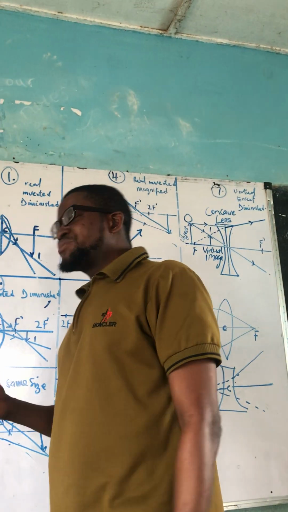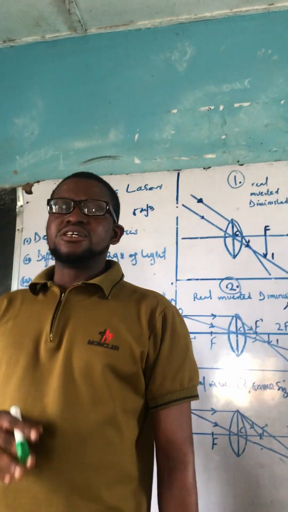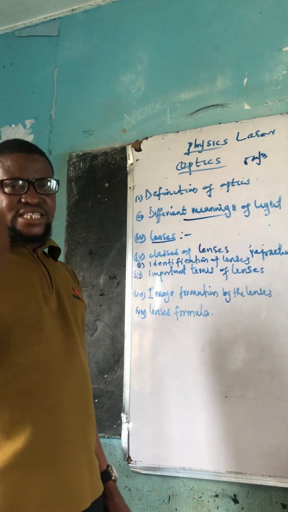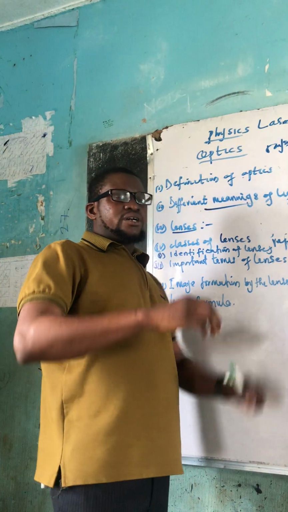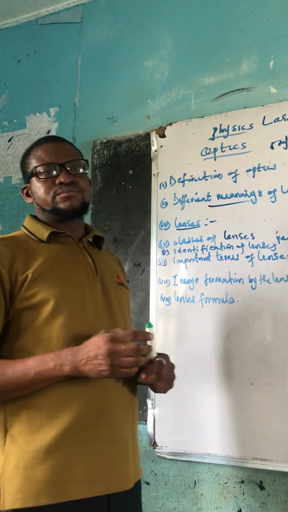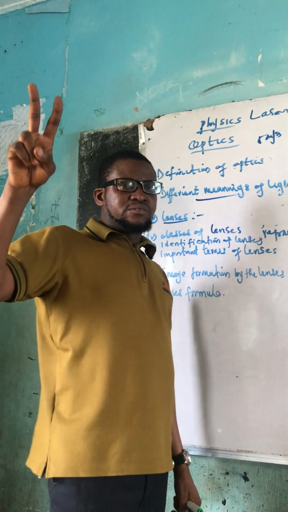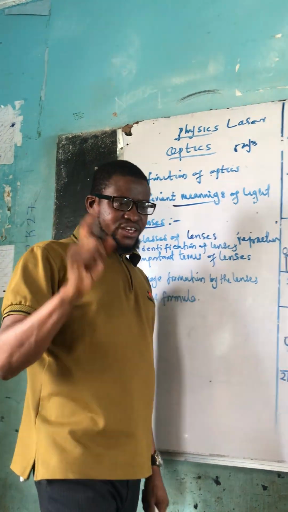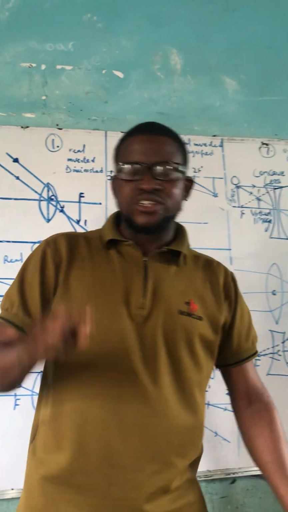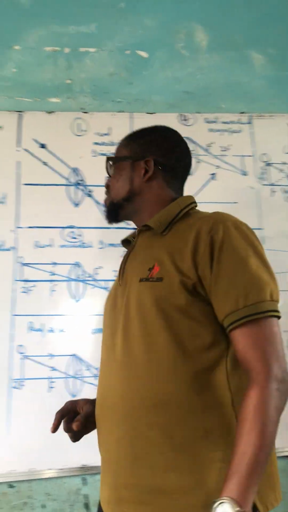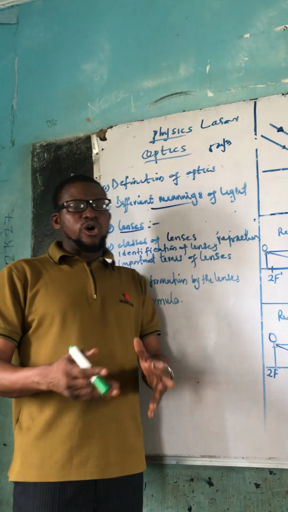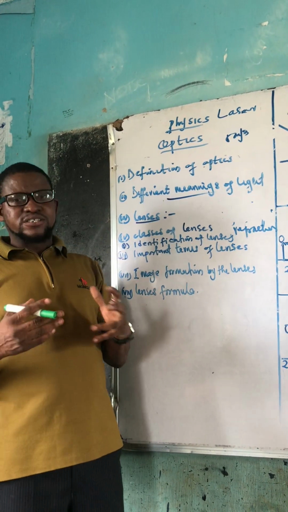Lenses are transparent optical material. I repeat, lenses are transparent optical materials that are bounded by 2 surfaces, meaning 2 faces, of which one of the faces must be what? One of the faces must be what? Curved. That's the definition for lens. It is a transparent optical material. Don't forget we are treating optics.